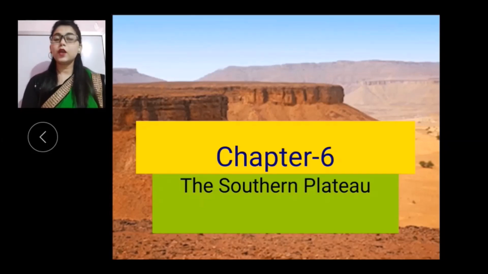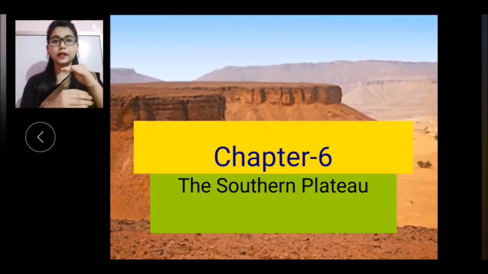Now students, today we are going to start something which you know but in detail. That is chapter number 6, the Southern Plateau. Now what is plateau? It rises higher than the surrounding and at top it is flat. That is plateau. And as you know that a south part of India is plateau and that is known as Southern Plateau. So let's get started with our chapter number 6.